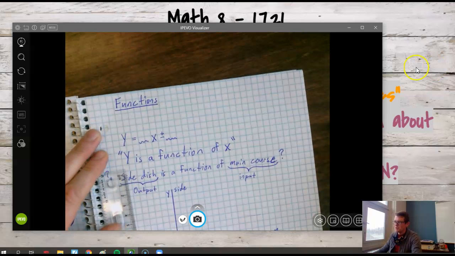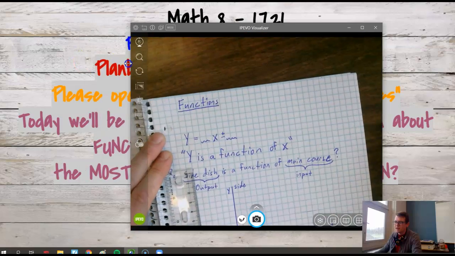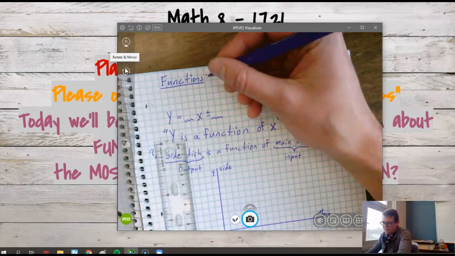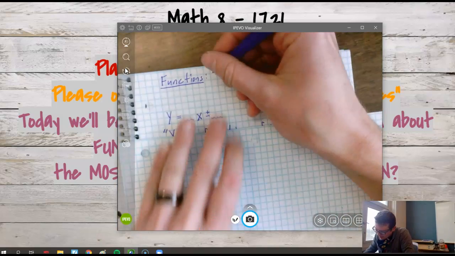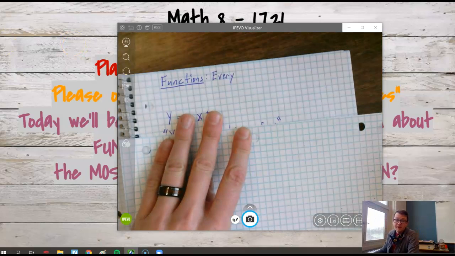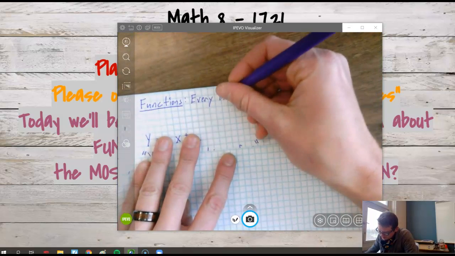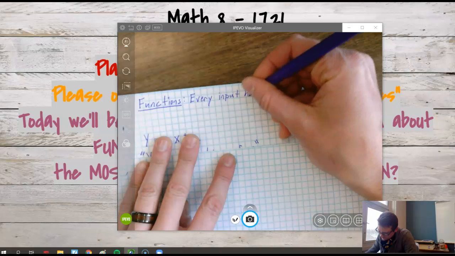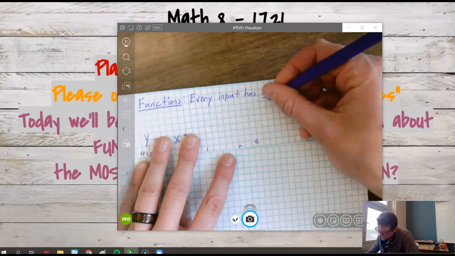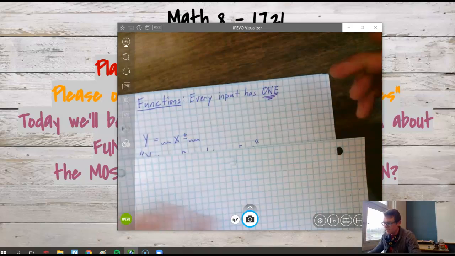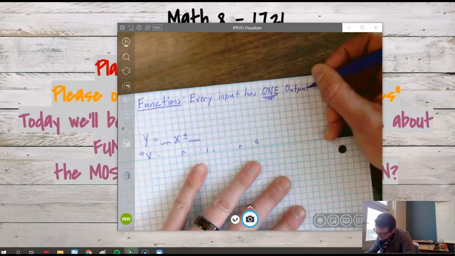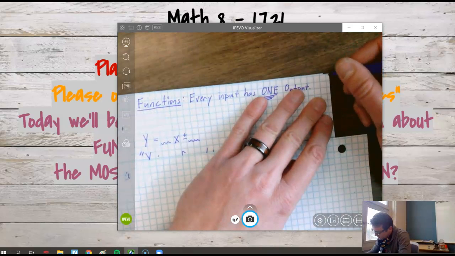And I know some of you will decide to be 7th graders and not do this because you already have it once. But guys, this is a really important rule. So we want to write for functions, and we have to be very particular with how we write this. Every input has one, and we could put one and only one, or we could put one in all capital letters and underline it, has one output. And we could date our notes if we want, 1-7.